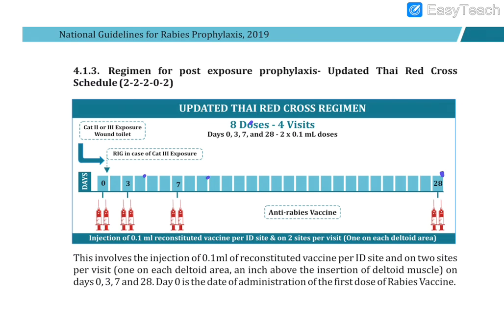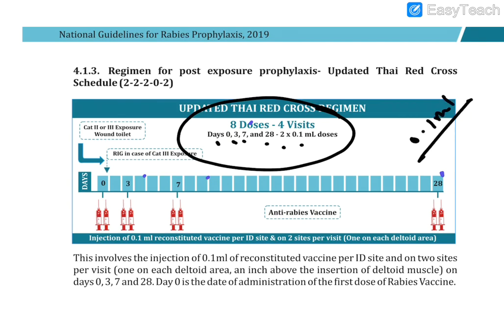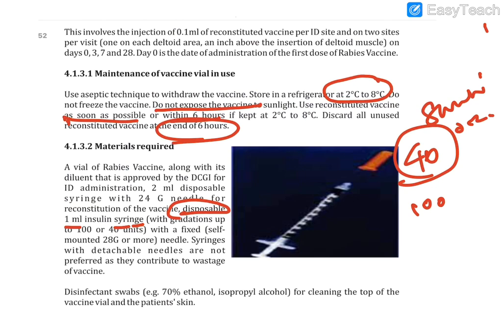So this is the updated Thai Red Cross regimen, 8 doses and 4 visits: 0, 3, 7, 28. You are giving 2 into 0.1 ml, that is 0.1 ml on each side. So how do you draw it?